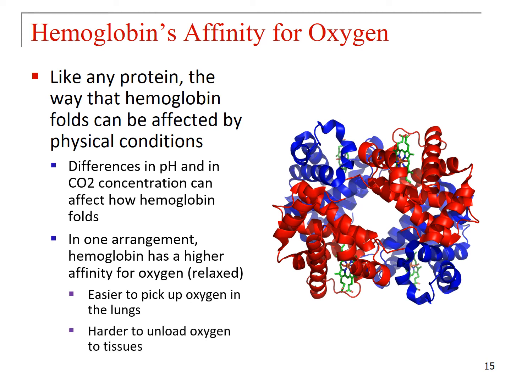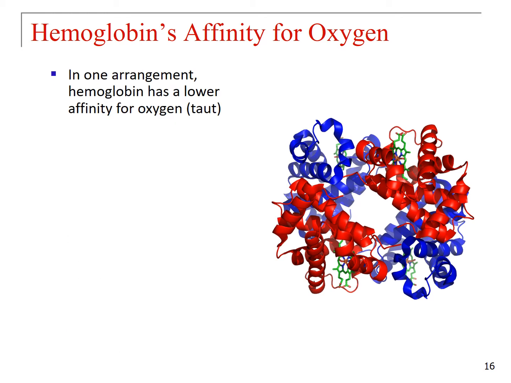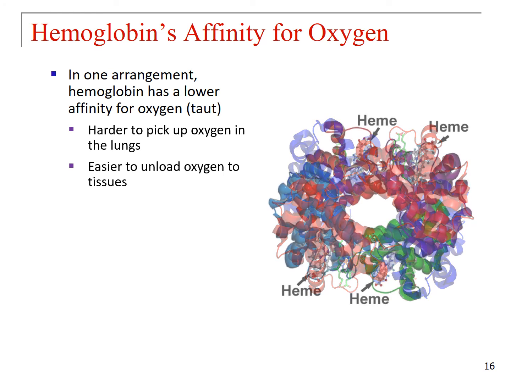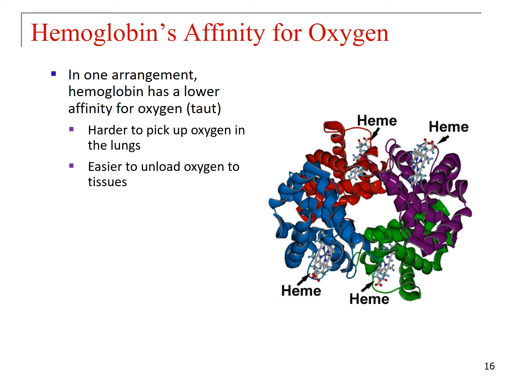But if you get this relaxed form out to the tissues, it's a lot harder to unload oxygen to the tissues. Fortunately for us, there's another arrangement for hemoglobin, and this is called taut. This arrangement of hemoglobin has a lower affinity for oxygen. That means if you get this taut form of hemoglobin close to the lungs, it's harder to pick oxygen up, but it is easier to unload oxygen to the tissues. So this is the taut form of hemoglobin.